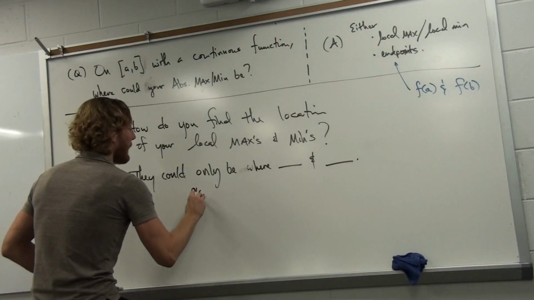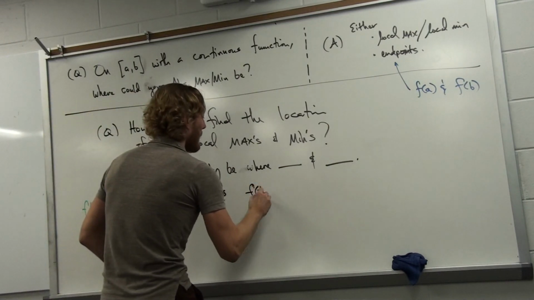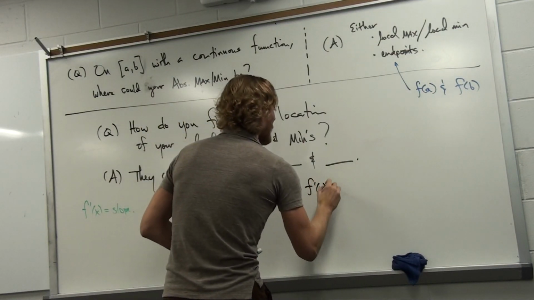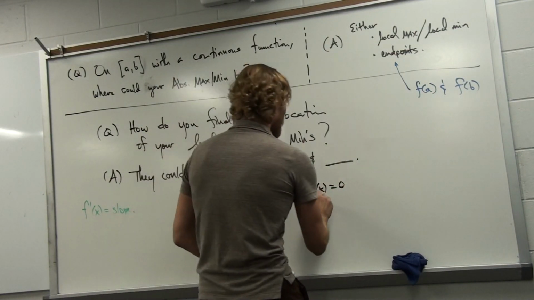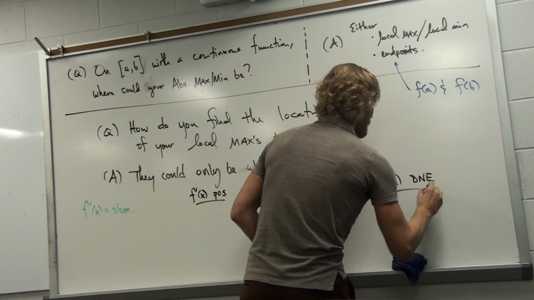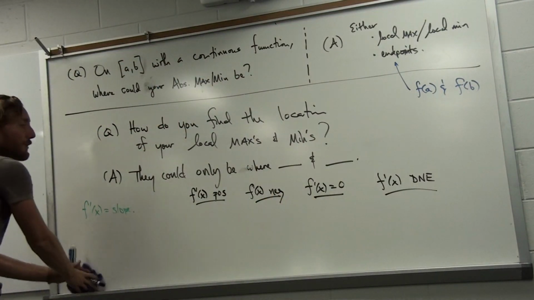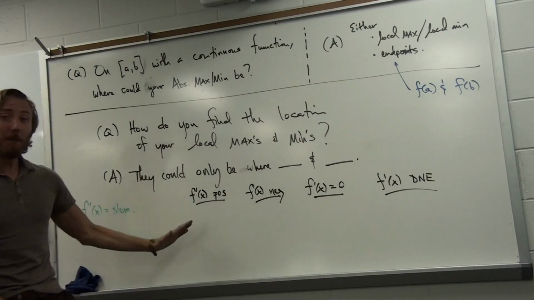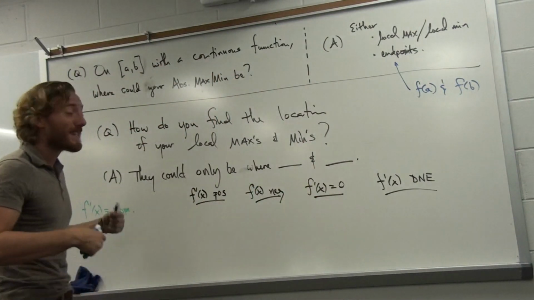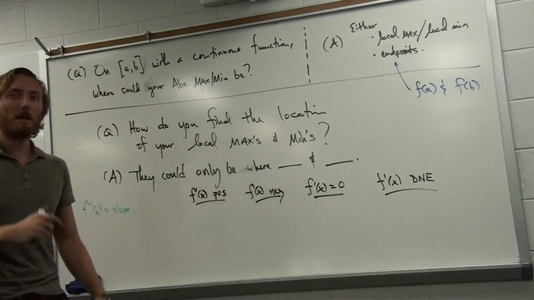Your derivative could be positive. Your derivative could be negative. Your derivative could be zero, or your derivative could not exist. Those are the four possibilities, are they not? Because when you look at your derivative, you're either going uphill, downhill, neither, or you don't exist. Your derivative is a number. Numbers are either positive, negative, zero, or they don't exist.